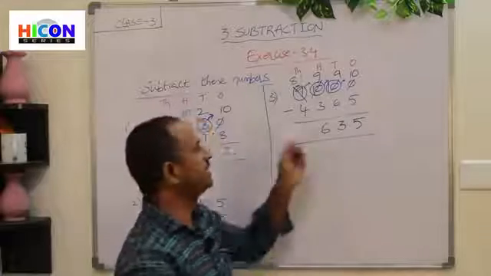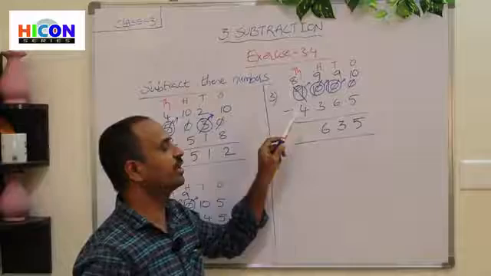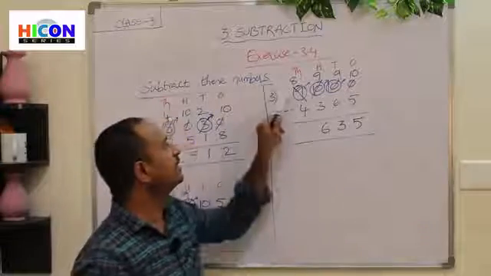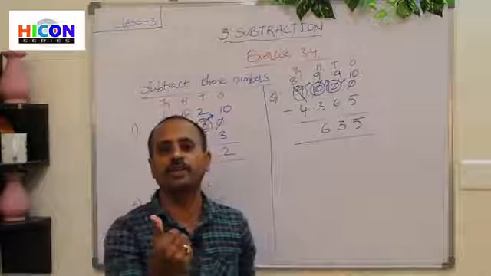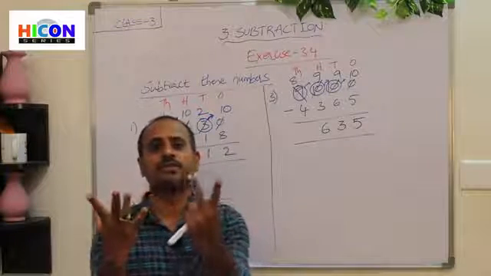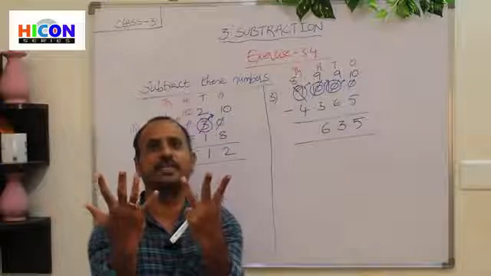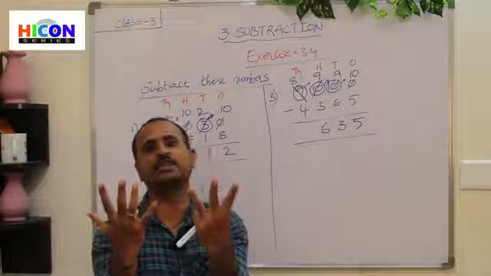Next, now go to the thousands place. What are the digits present in the thousands place? 8 and 4 are present in the thousands place. And what is the first number here? 8. So open 8 fingers of your hand. 1, 2, 3, 4, 5, 6, 7, 8. So children, these are the 8 fingers. And what is the second number in the thousands place? 4 is the second number.